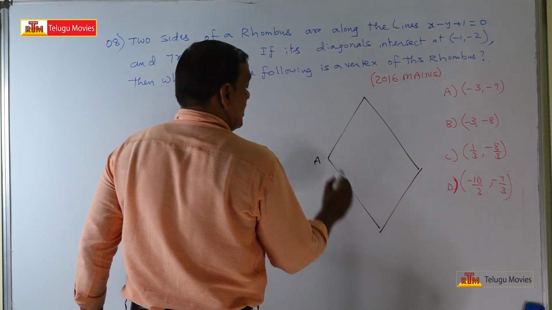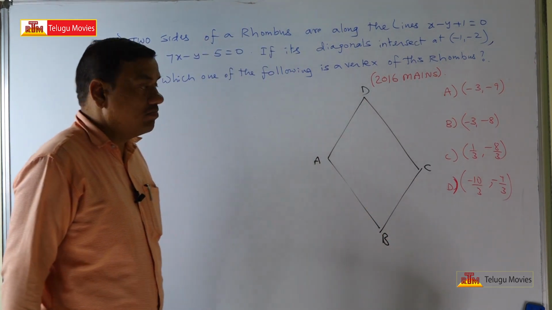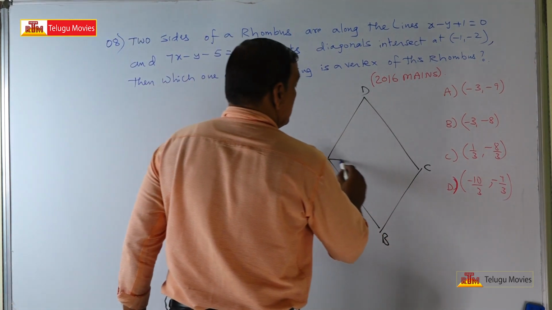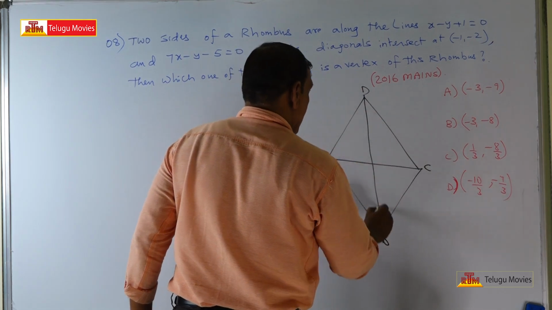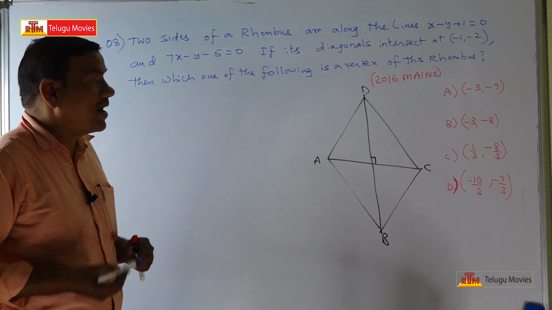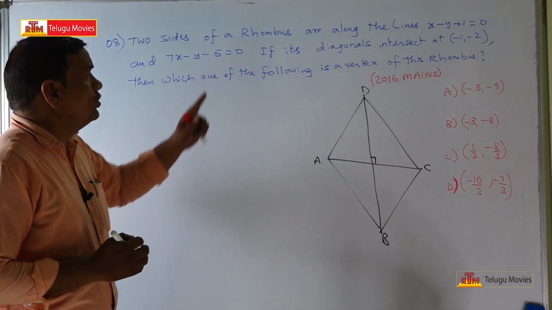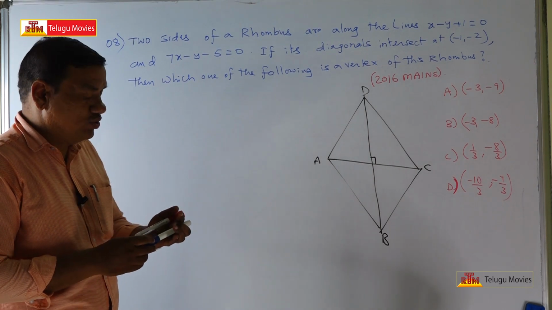Let A, B, C, D be the rhombus, and the diagonals are AC and BD. We know that in a rhombus, the diagonals are perpendicular bisectors of each other, and two sides are given. What are the two sides given?